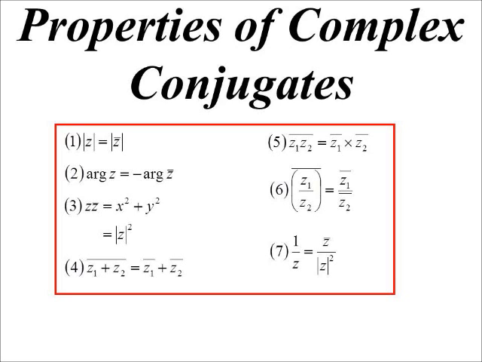And now the reciprocal of a complex number is much neater to write, because I now don't have to write over x squared plus y squared. I can simply say, it's the conjugate over the modulus squared. So reciprocal of a complex number, conjugate over modulus squared.